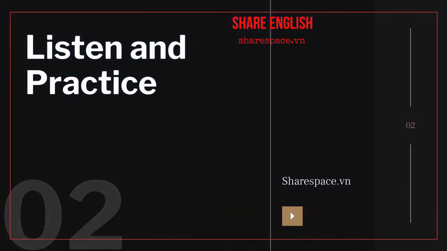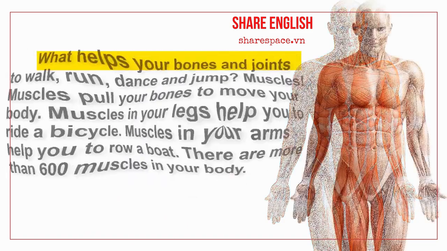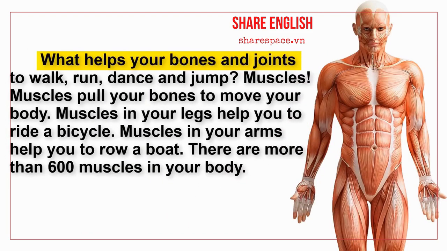Listen and practice. Your muscles. What helps your bones and joints to walk, run, dance, and jump? Muscles. Muscles pull your bones to move your body. Muscles in your legs help you to ride a bicycle. Muscles in your arms help you to row a boat. There are more than 600 muscles in your body.